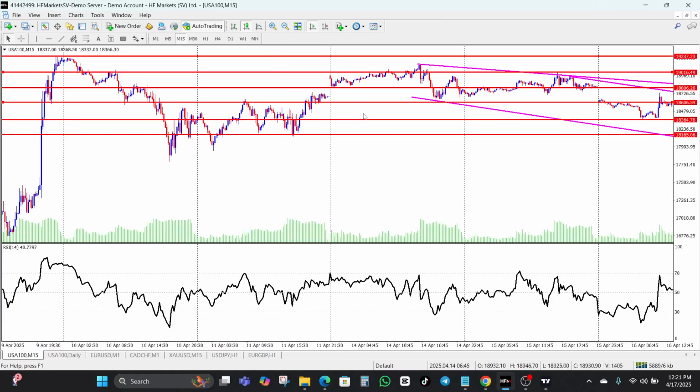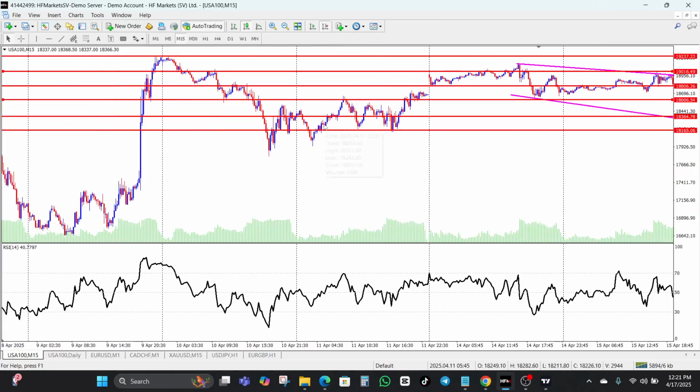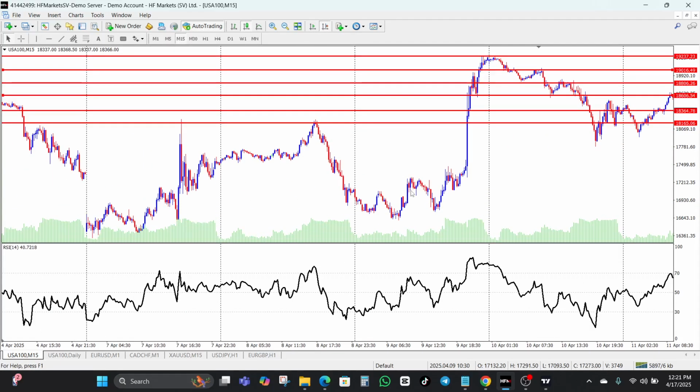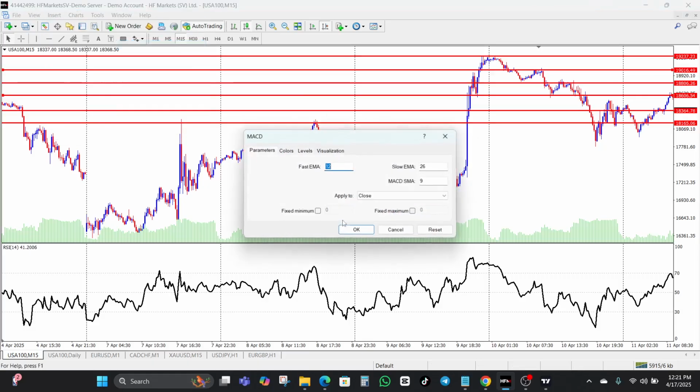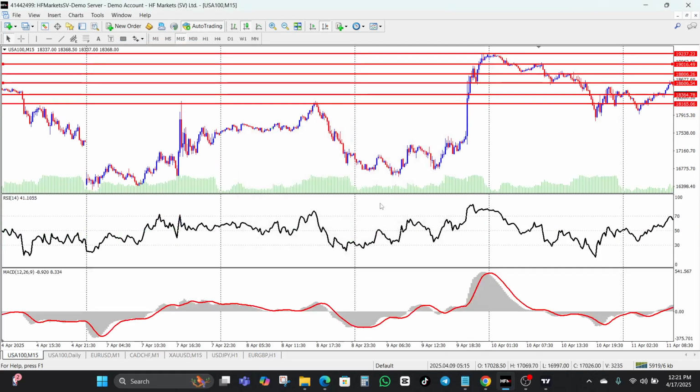If you're in a bullish trend and you were looking for buy entries, you want to look out for the RSI bouncing from the 40 to 50 level, or if you are using the MACD, you can be looking out for the MACD crossing above the zero level, showing bullish momentum.